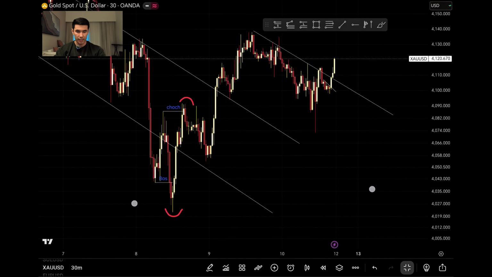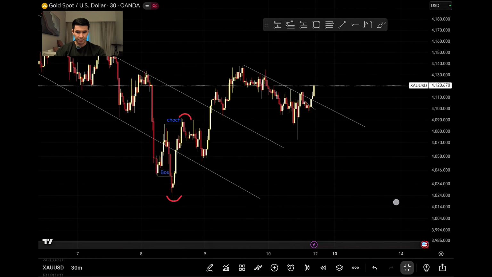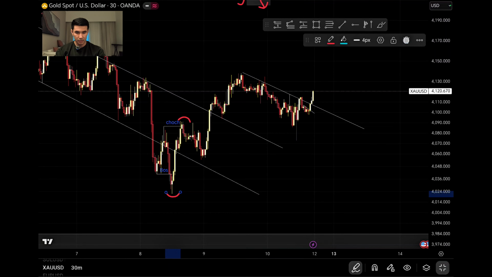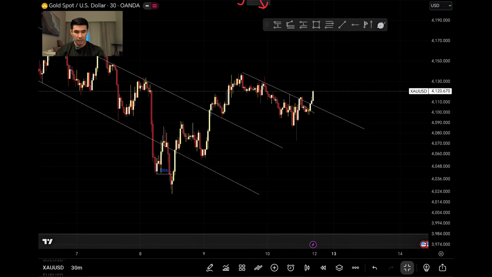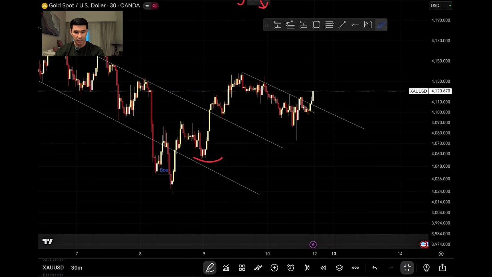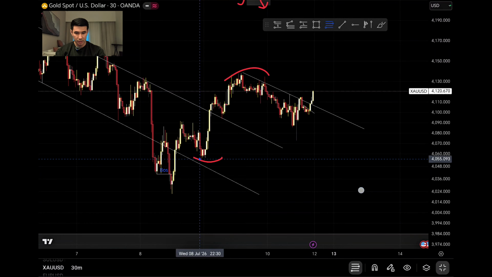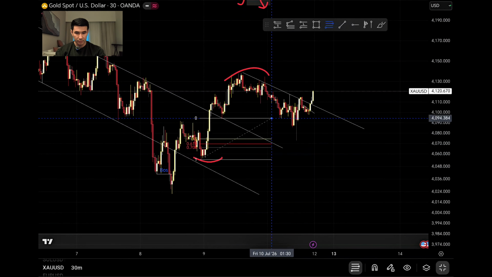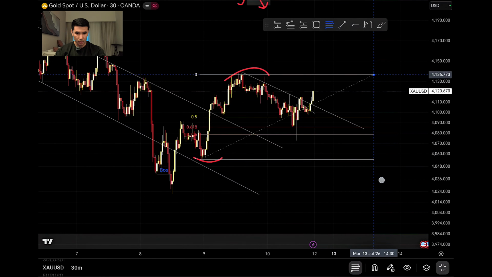So let me show you another example as well. For example, now this is the last lower low, and this one is the last higher high. So what we're gonna do? We're gonna do this Fibonacci. We will put it here, and we put the last Fibonacci on the top of these candles.